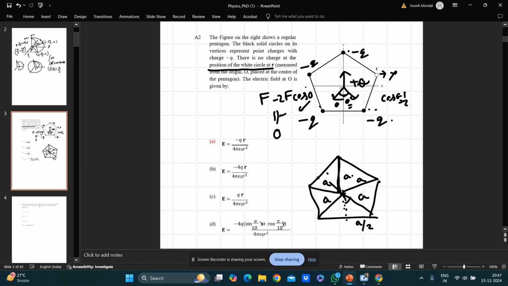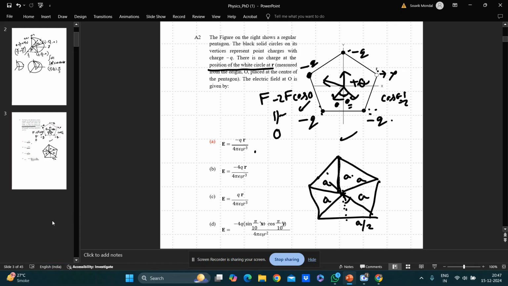Now only this contribution will be left. So this minus q will pull it in this direction. There is minus q, and they already mentioned that this position is r vector. This is r vector, so this is also r vector. So this is minus q r by 4 pi epsilon naught r cubed. You have to think that this charge and this charge don't give any contribution. They are cancelling the net contribution. So this is the second question.